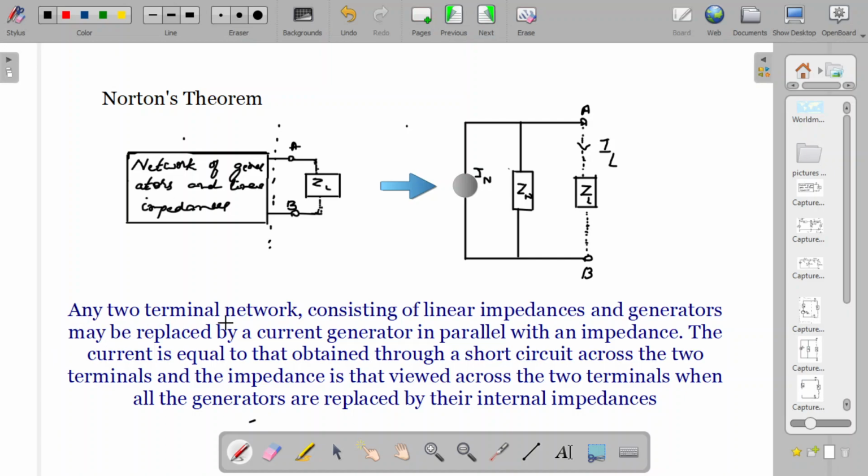Any two-terminal network consisting of linear impedances and generators may be replaced by a current generator in parallel with an impedance. The current is equal to that obtained through a short circuit across the two terminals, and the impedance is that viewed across the two terminals when all the generators are replaced by their internal impedances. So I hope that now this theorem is clear.